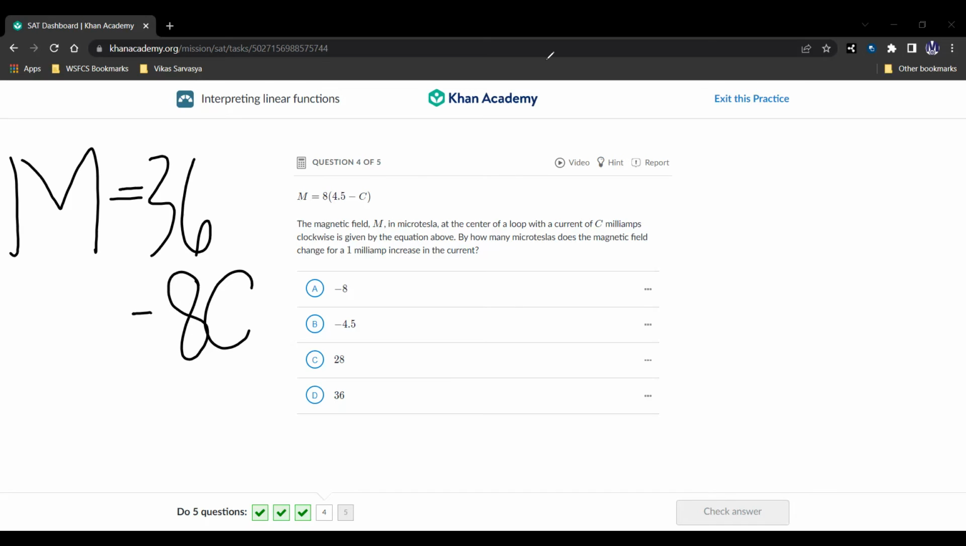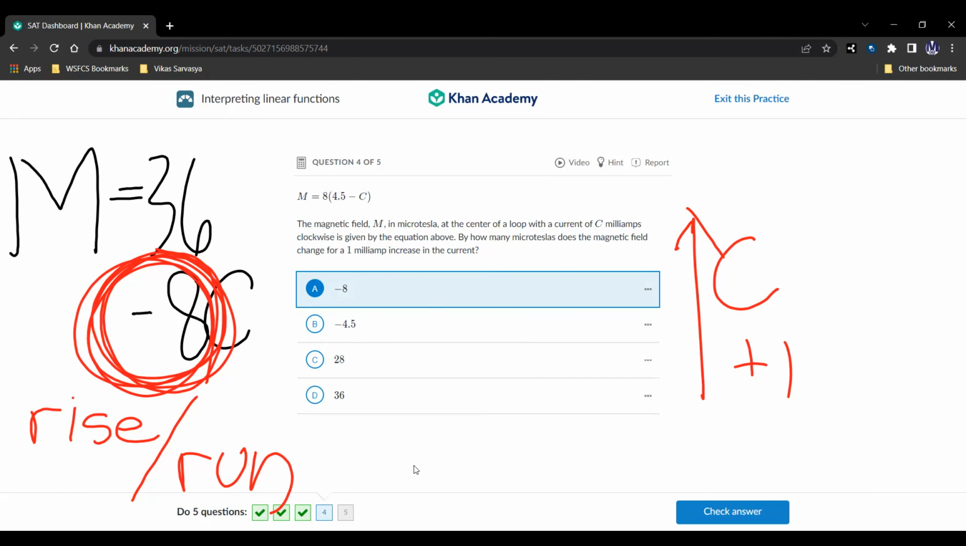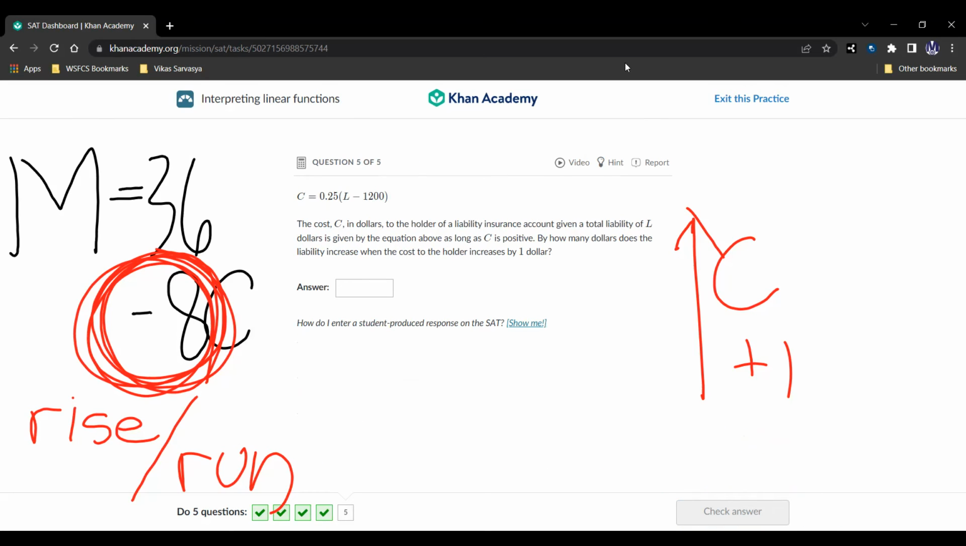So the current is going up by plus 1. I think you know how to deal with these problems right now. We have rise over run. So we're running, in quotation marks, 1 unit, 1 milliamp. So we're going to rise that slope. What is the slope here? The slope is -8. Don't forget the negative. The slope is -8. So it decreases by 8 microteslas when there's a 1 milliamp increase in the current. And answer choice A, -8. Let's move on to the last question of this set.